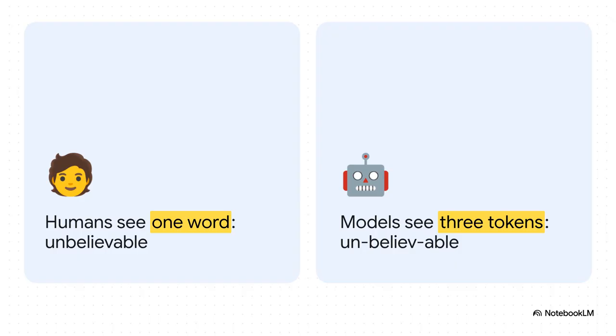Take the word unbelievable, for example. We read that as a single word, right? But the model might slice it up into un, believe, and able, 3 completely separate tokens. And honestly, this brilliantly explains why an LLM can confidently fail at something as simple as counting how many times the letter R appears in the word strawberry. It literally cannot see the individual letters. It just sees a couple of chunked up tokens.